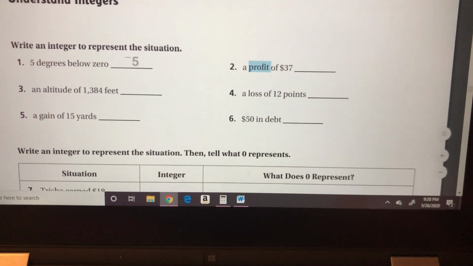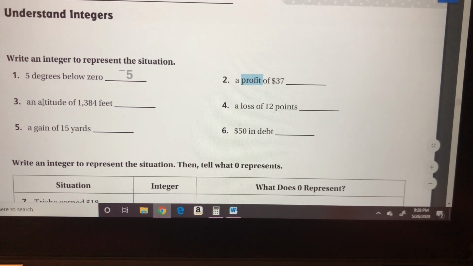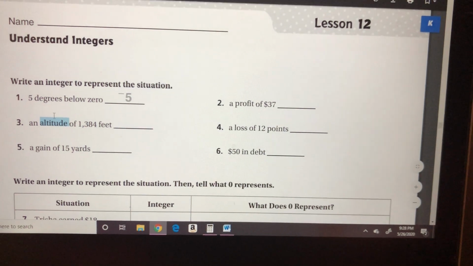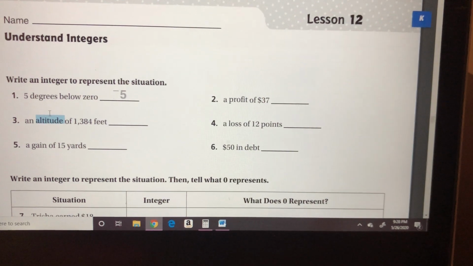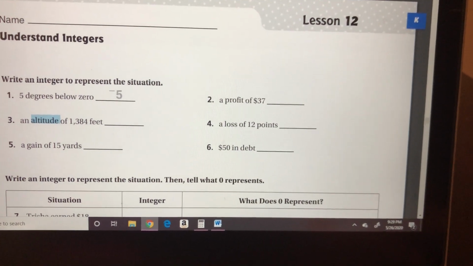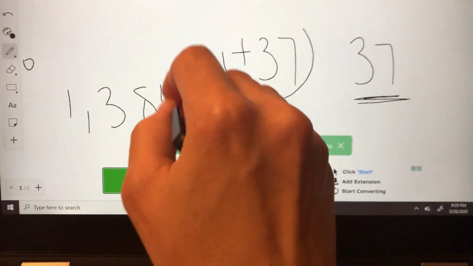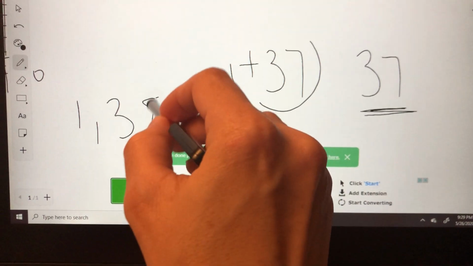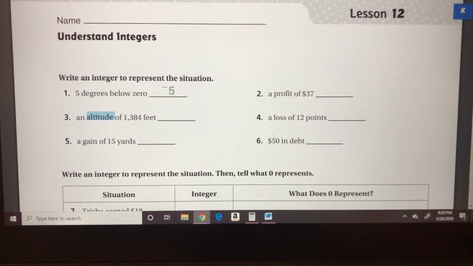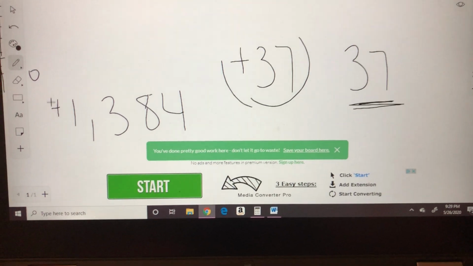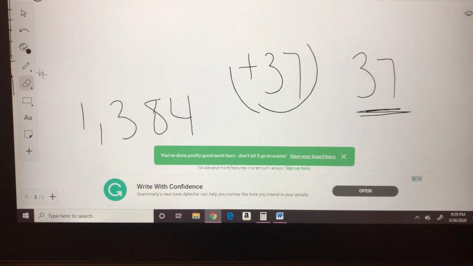Looking at number 3, an altitude of 1,384 feet. Now, altitude is obviously going higher, right? Like a mountain has an altitude of 1,384 feet. That's going to be positive, not negative, okay? So we would write it as 1,384. You can write it like that, or with a little plus in the front. Not needed because, like I just mentioned, we do not use this little symbol in the front. So I'm going to go ahead and delete that so we're not confused.